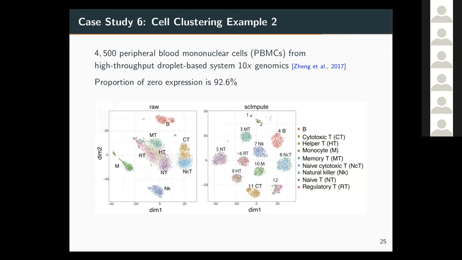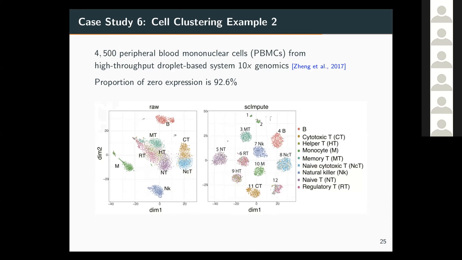And our second example involves a larger data set that was generated using the 10x Genomics platform. And it contains 4,500 blood mononuclear cells. And the proportion of zero expression in the raw data is as high as 92.6%, making it very difficult to separate the different cell subtypes in the raw data.